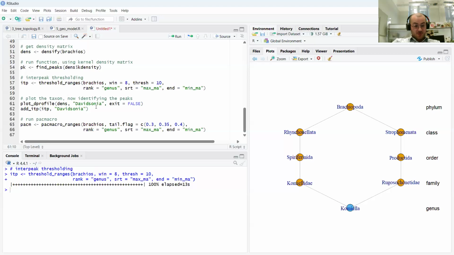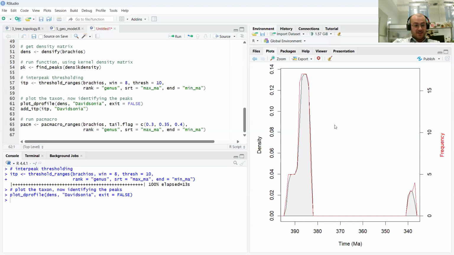You can plot your density curves with this plot D profile function here. If I just run this very quickly, this gives us quite a nice example of where we have a split peak. Do we necessarily believe that Davidsonia lasts 50 million years? Maybe, maybe not. But this is where you would go to the literature and check if this is raising alarm bells for you. And you can add the detected peaks on here with the ITP function, just to see which peaks it's detecting as relevant to scan through.